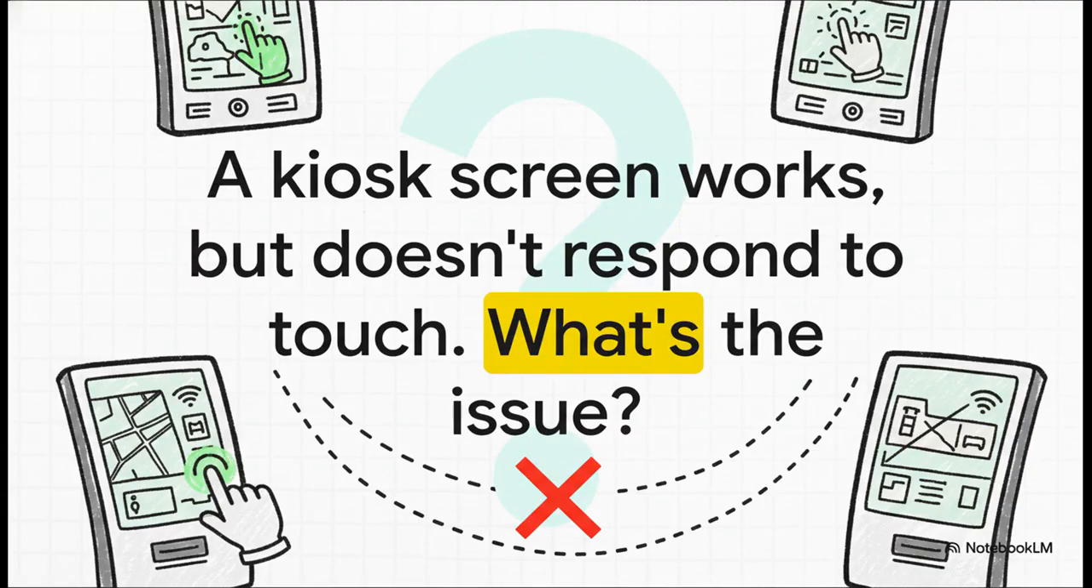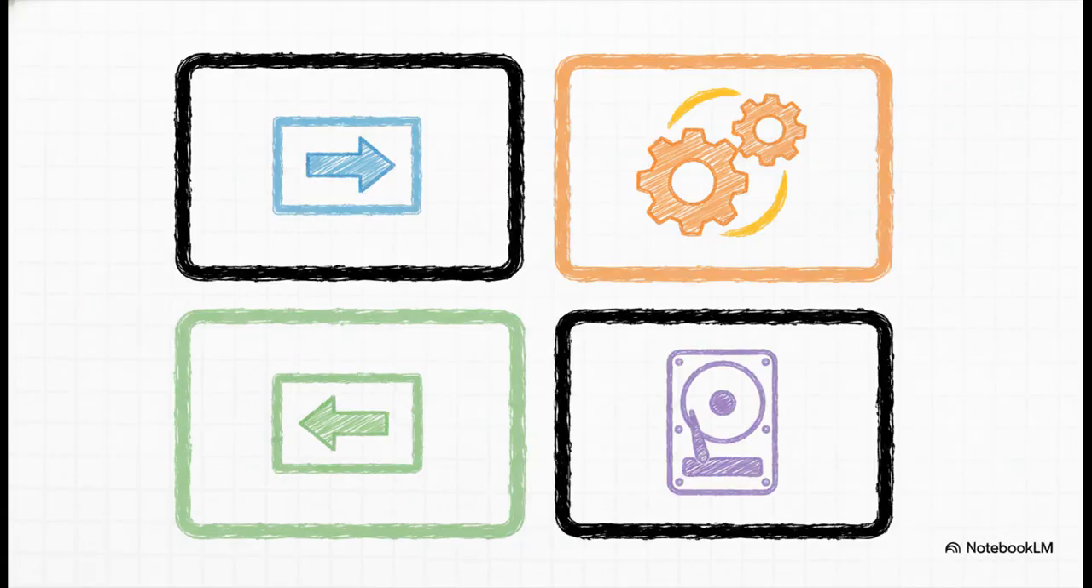Imagine you're at a hotel and there's one of those fancy touchscreen kiosks. The screen itself looks great. It's showing a map, all the info's there. That part's working perfectly. But you go to tap on it to pick something, and nothing happens. What's the issue? So what's the culprit? Is it input, processing, output, or storage? Where's the fail point this time?